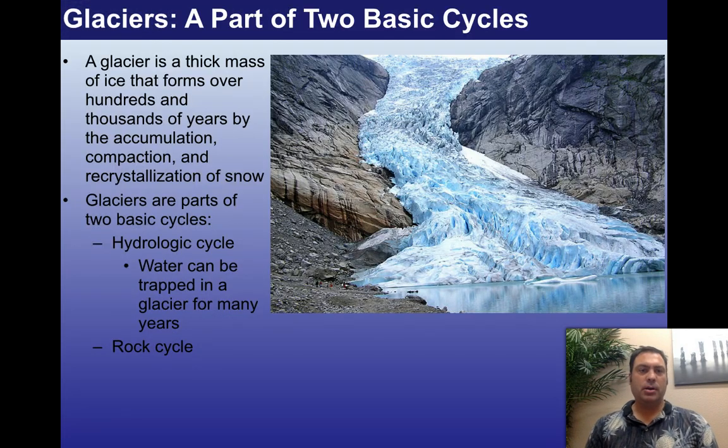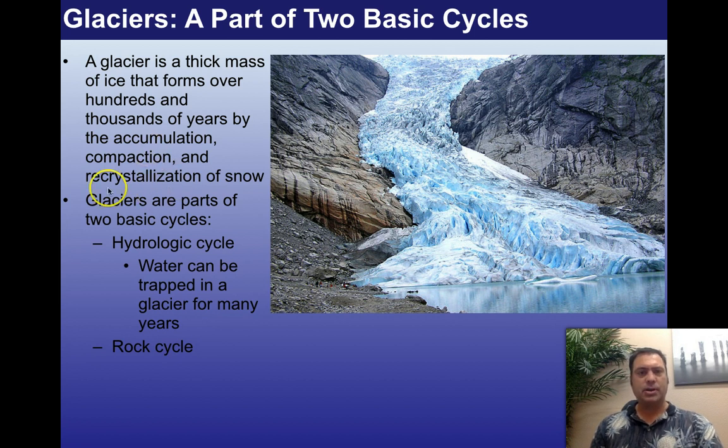A glacier is a thick mass of ice that forms over hundreds of thousands of years by the accumulation, compaction, and recrystallization of snow. We have to face a simple fact that ice is a mineral. It's a mineral like many other minerals. It's inorganic, it's naturally occurring, it has a definitive crystal structure, and it has a uniform chemical composition, H2O. Water is always H2O. So it's a crystal, and therefore it behaves like a crystal.